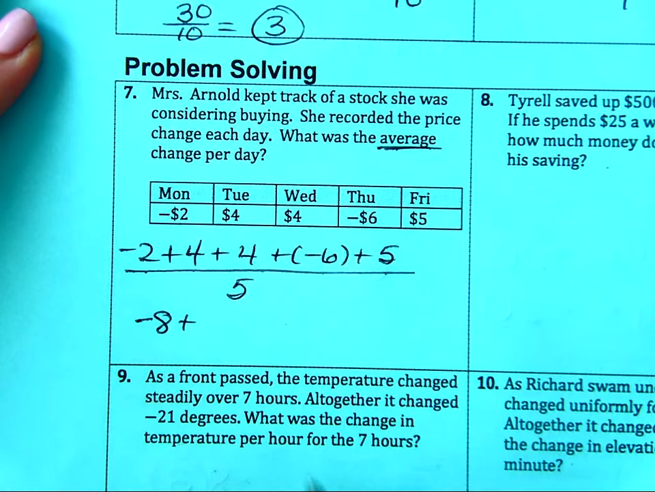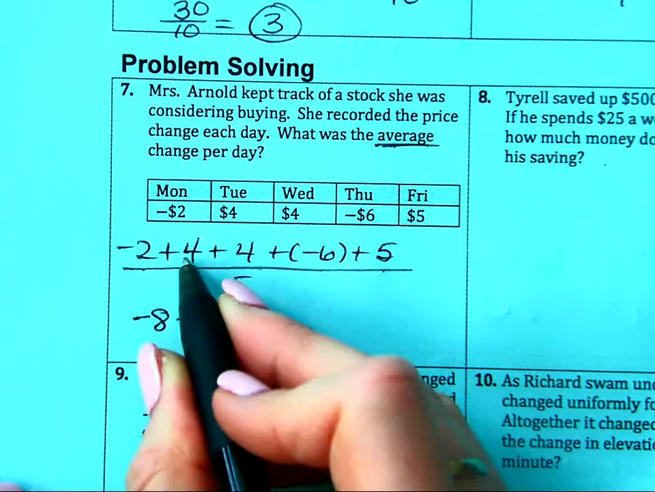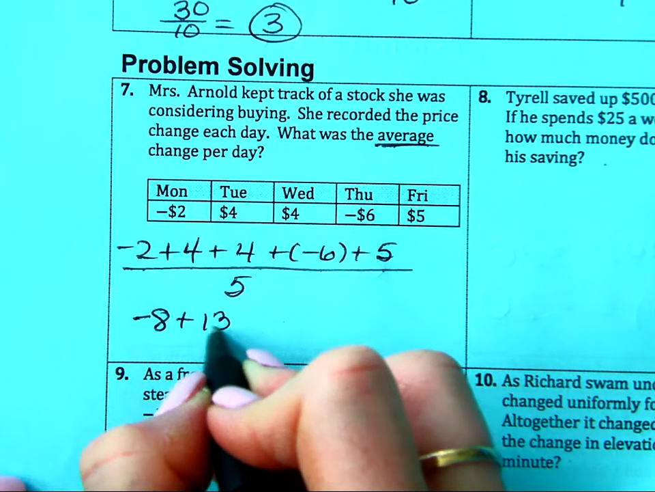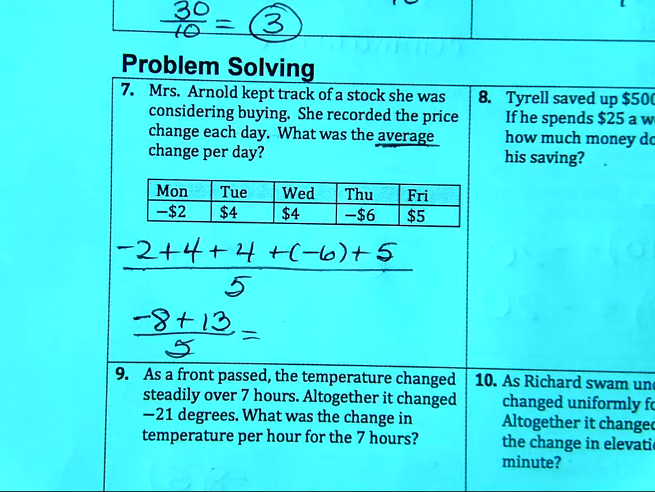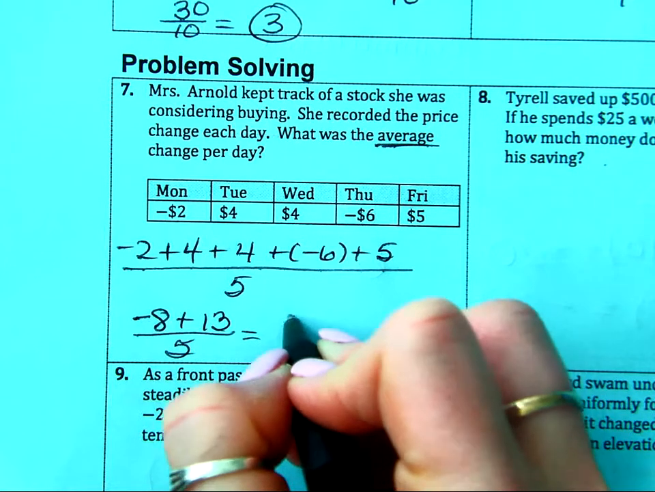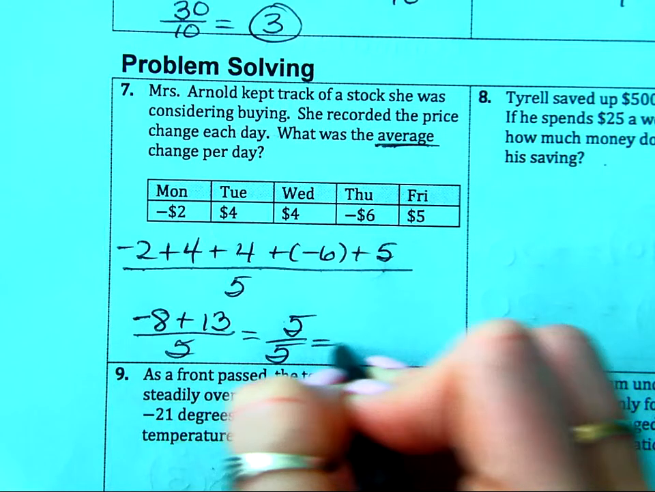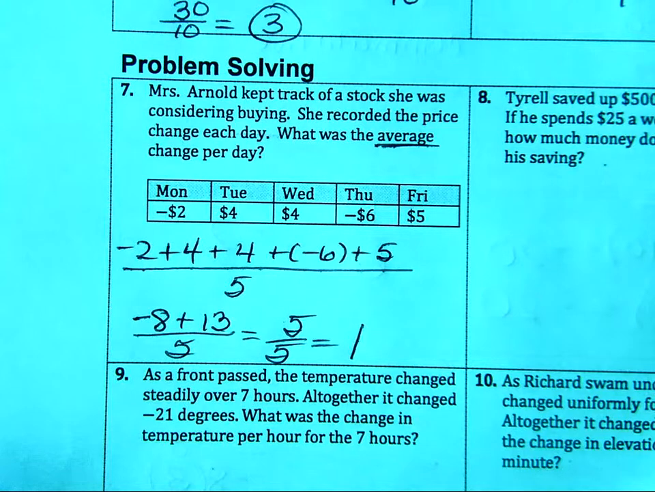And what do all my positives add to? 13. Don't forget about the divide by 5 part. And -8 plus a positive 13 is? And 5 divided by 5 is not 0. It's 1. And the fact that it's positive means what? Tell me what that +1 means to Mrs. Arnold.